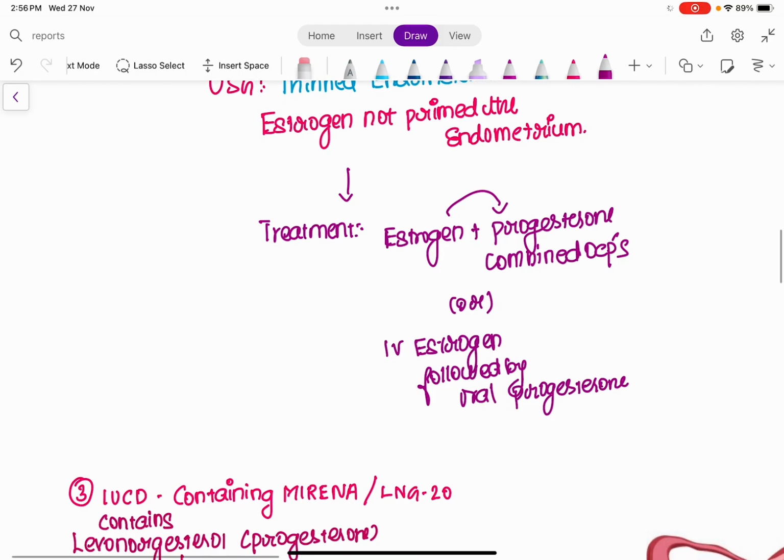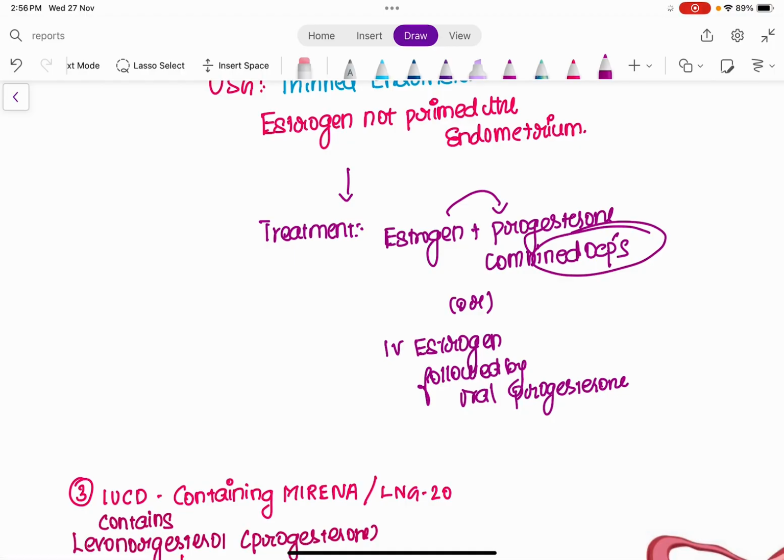You can either give it by oral combined pills, where you give both the estrogen plus progesterone, or you can give IV estrogen first followed by the oral progesterone. So you give the estrogen for its proliferative action, and then you give progesterone. It supports the uterine endometrium and this will prevent the female from heavy menstrual bleeding. So is that clear? Yes.